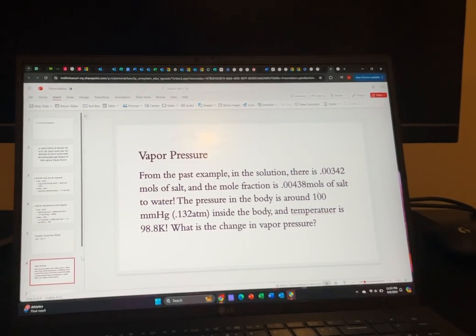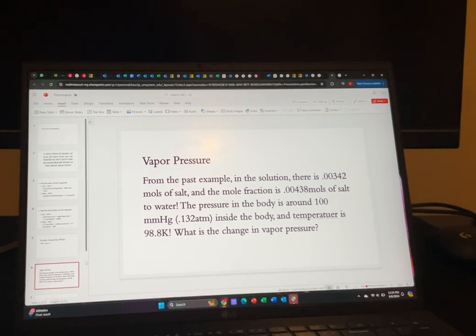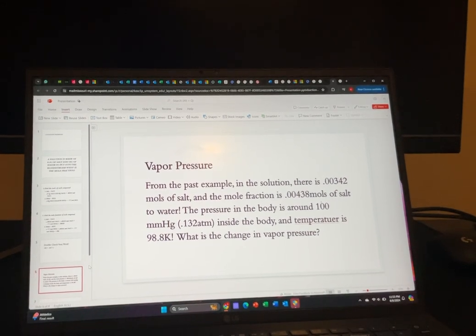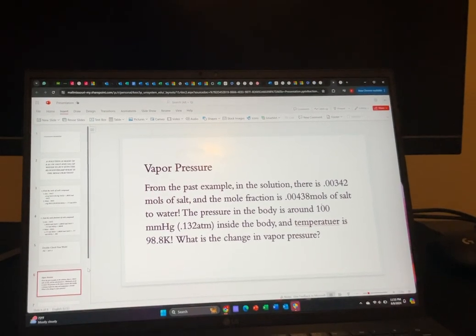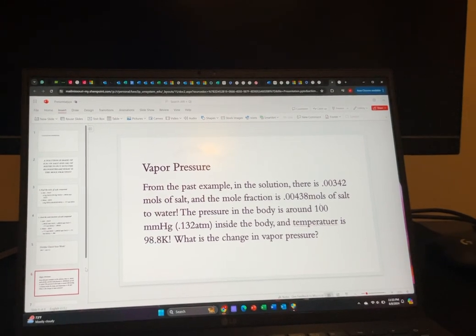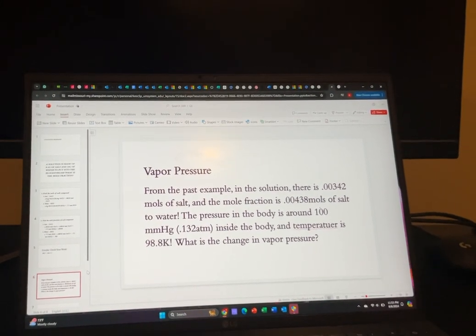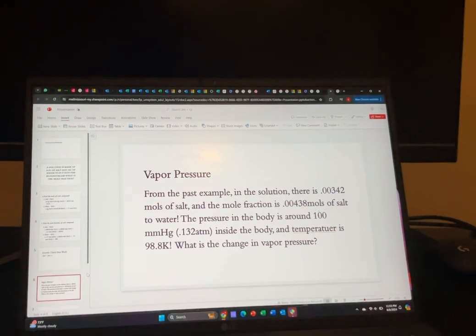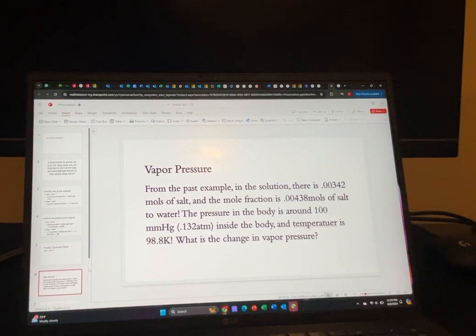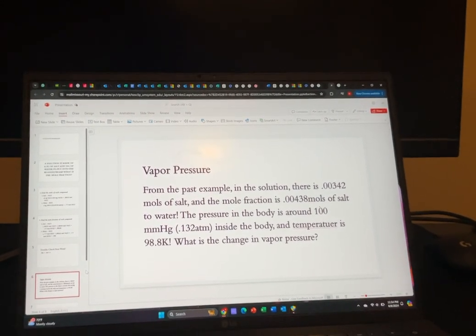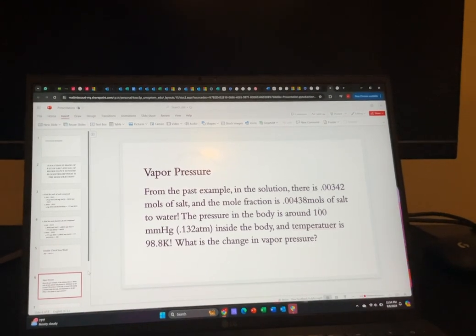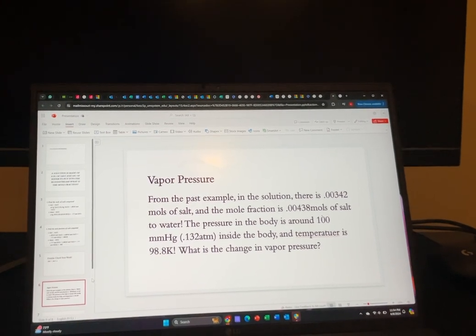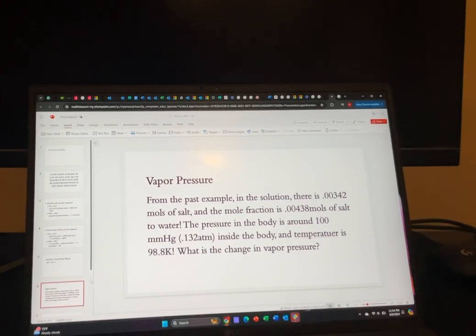From the previous numbers we had 0.00342 moles of salt, and the mole fraction we found was 0.00438 of salt to water. And the pressure in our body is around 100 mmHg, which I calculated to be 0.132 ATM, which is pretty small, which is right because we're inside the body. We don't want high pressure because we don't need the blood cells bursting. And the temperature is around 98.8 Kelvin, since the temperature in the body should be around 97.9 to 99, so that's a pretty average temperature.